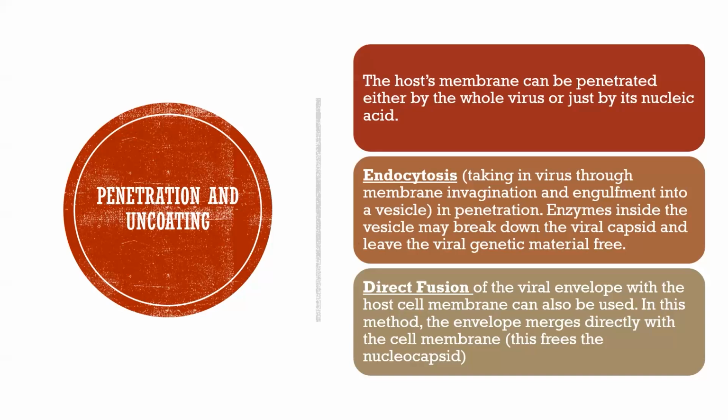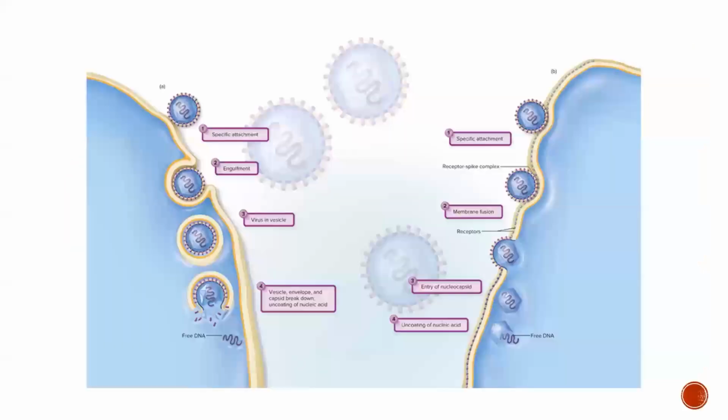So in this one, the viral envelope will fuse with the host envelope, and it will just dump the nucleocapsid inside. So if we look at that a little bit more, you can either have the docking and engulfment, and the whole thing is brought in inside of a vesicle that can then break it down and get the genetic material out. Or we can have attachment and the membranes will fuse and just the nucleocapsid will be released inside. But either way, we're getting that genetic material into the host cell.